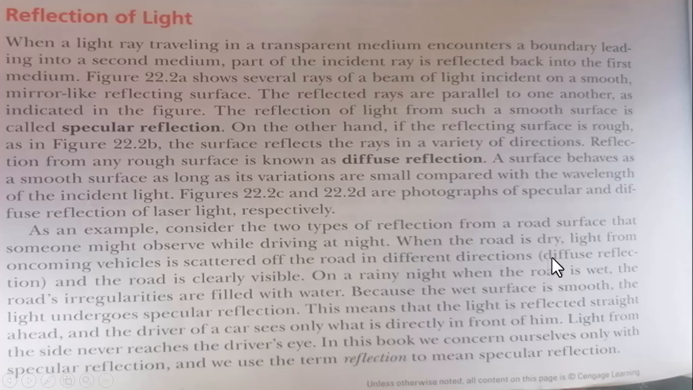We are saying it's scattered off the road in different directions. So diffuse reflection. This is what we call diffuse reflection. And remember we spoke about diffuse reflection in rough surfaces. We said when light travels from one medium to a second medium that is rough but allows light to be reflected, light will be diffused.